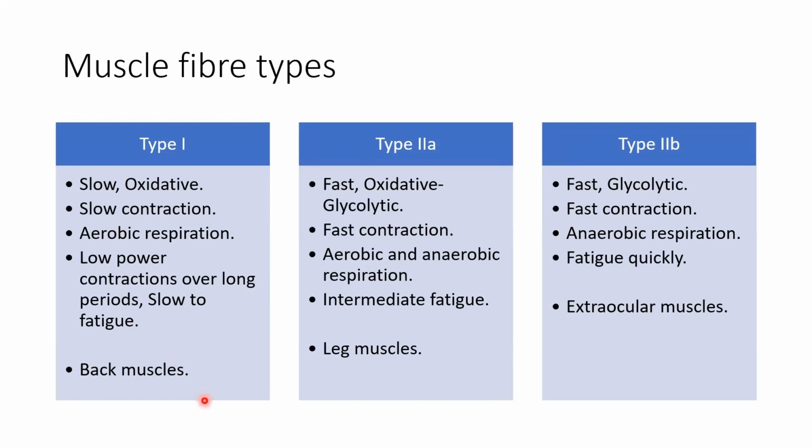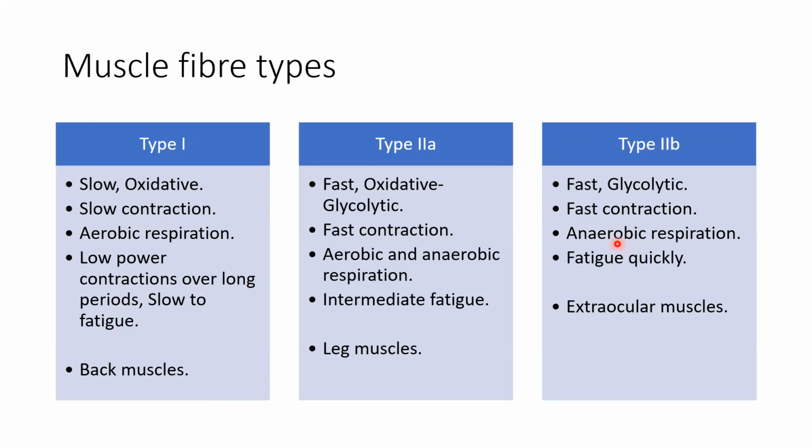To maintain posture, you need the muscles to be contracted for prolonged times, such as in the back muscles. You don't really think about it, but they are contracted to maintain the posture. So these need a lot of energy, so they use aerobic respiration. There are a lot of mitochondria and myoglobin in these muscle fibers.